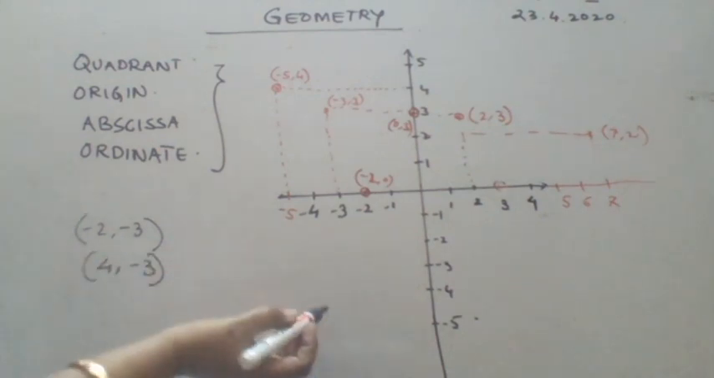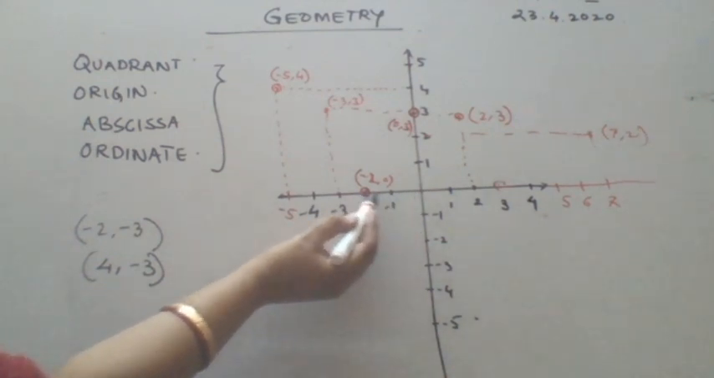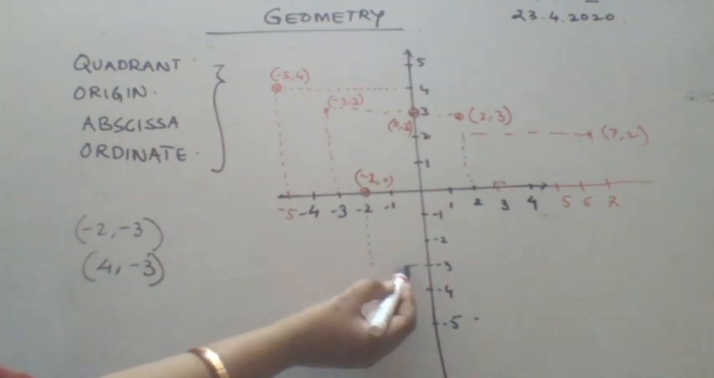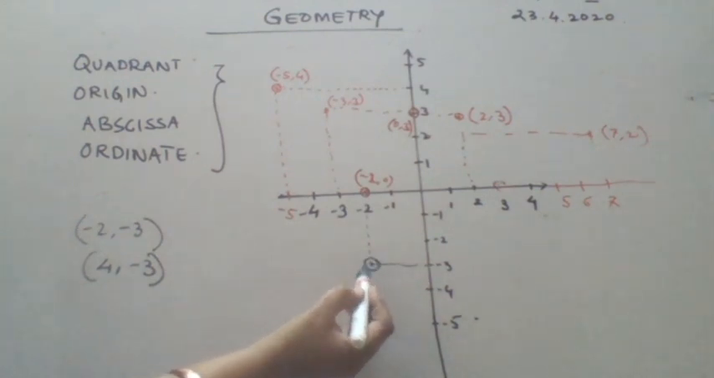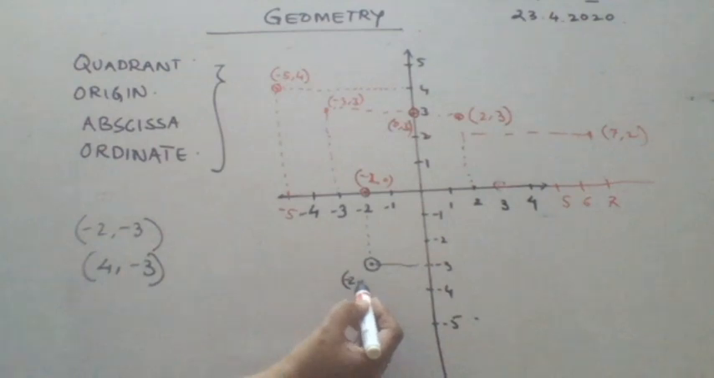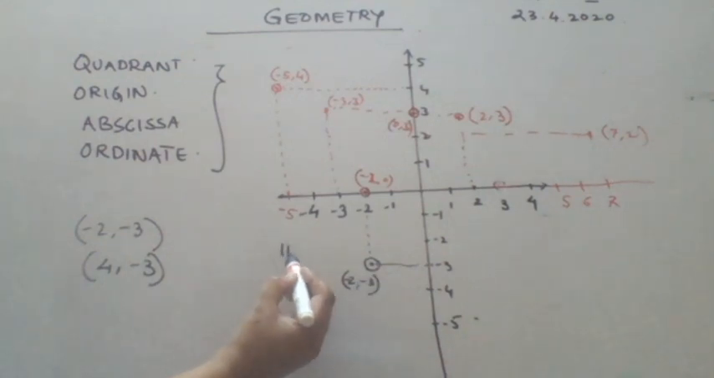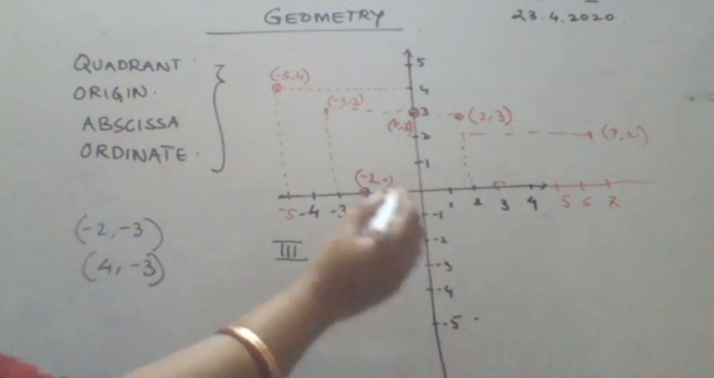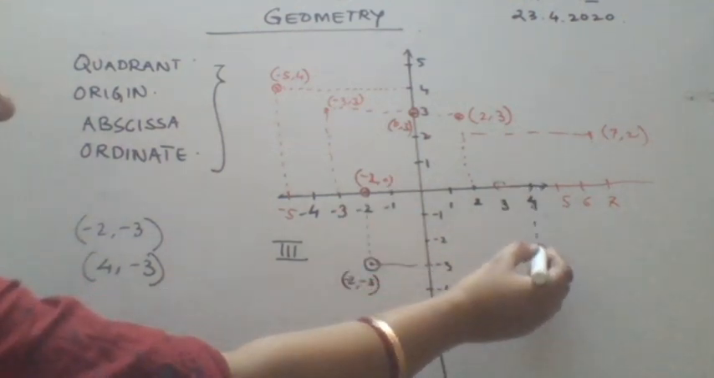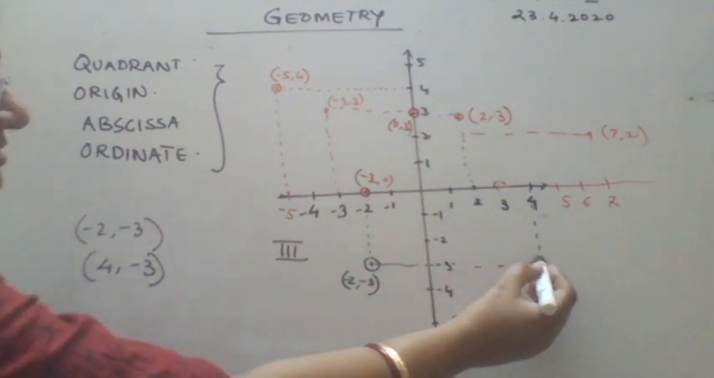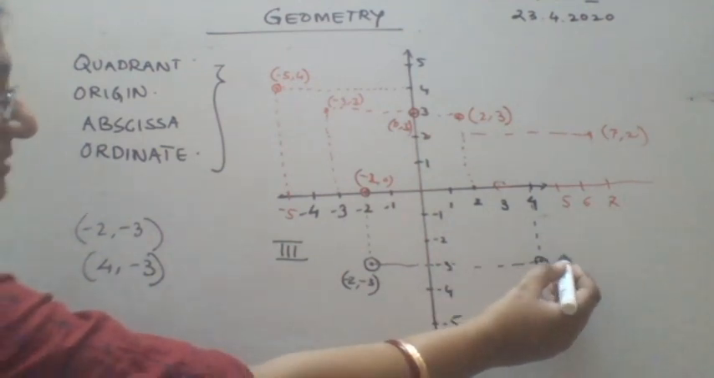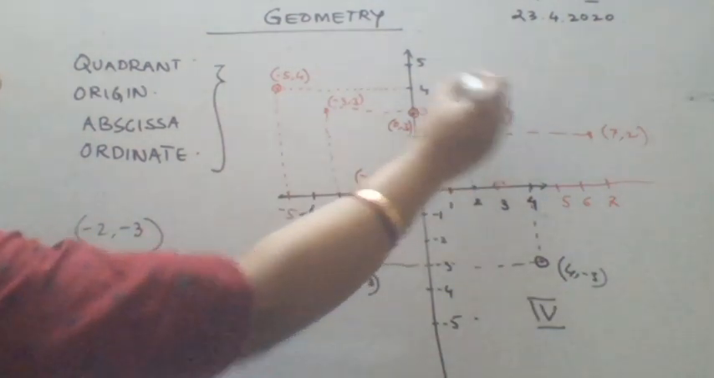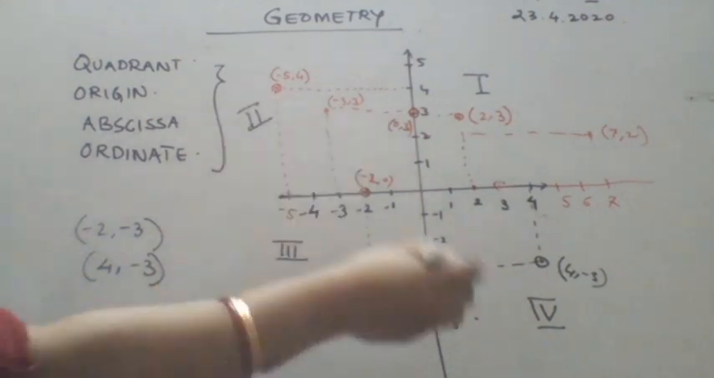Now let us locate this point, minus 2, minus 3. First of all we go to the x-axis, and minus 3 will be this thing. So this point is your minus 2 and minus 3, that is your third quadrant. And 4 comma minus 3, x is 4 and y is minus 3. So this point is in the fourth quadrant. This is first, this is second, and this is third and fourth.